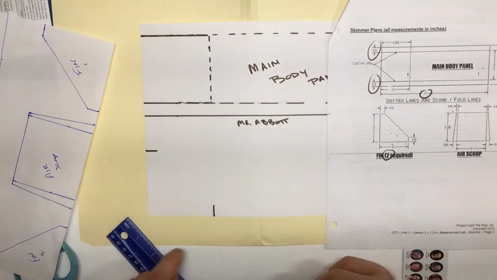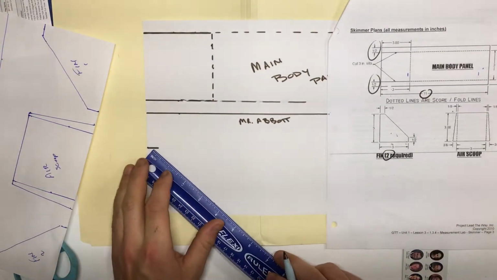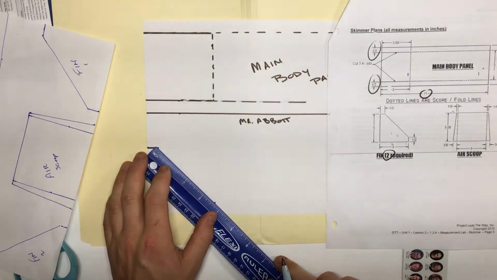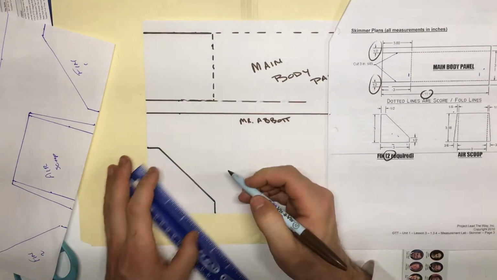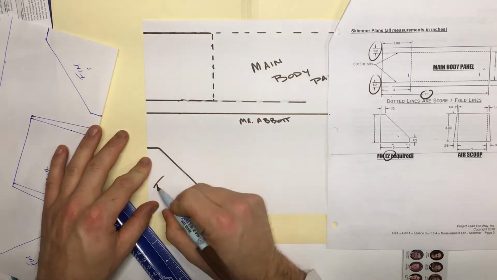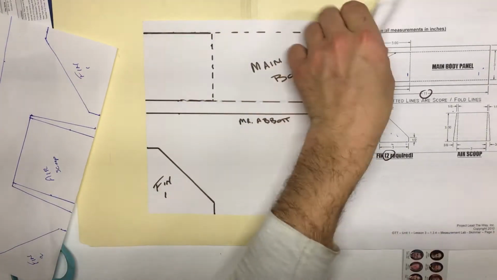Almost done with the fin. Notice that each of these lines are a 1/2 inch. I will then connect the dots. Done. Label it fin 1. Do the same thing on the other side of the paper.